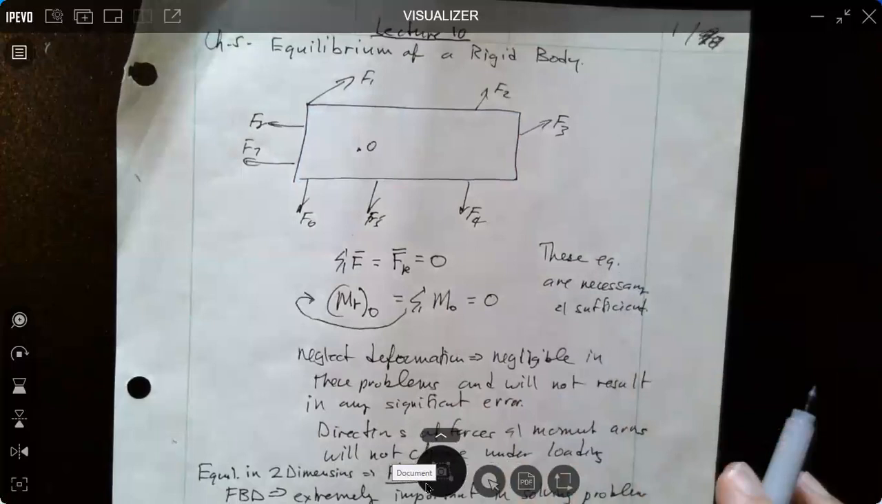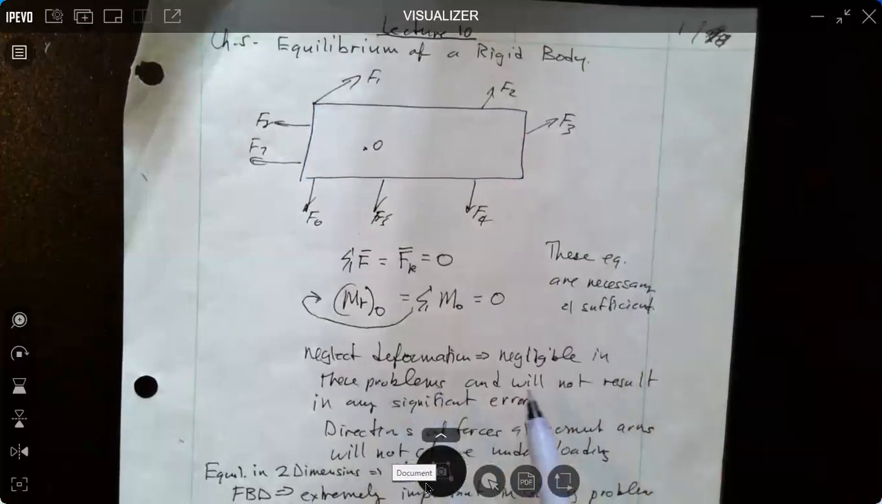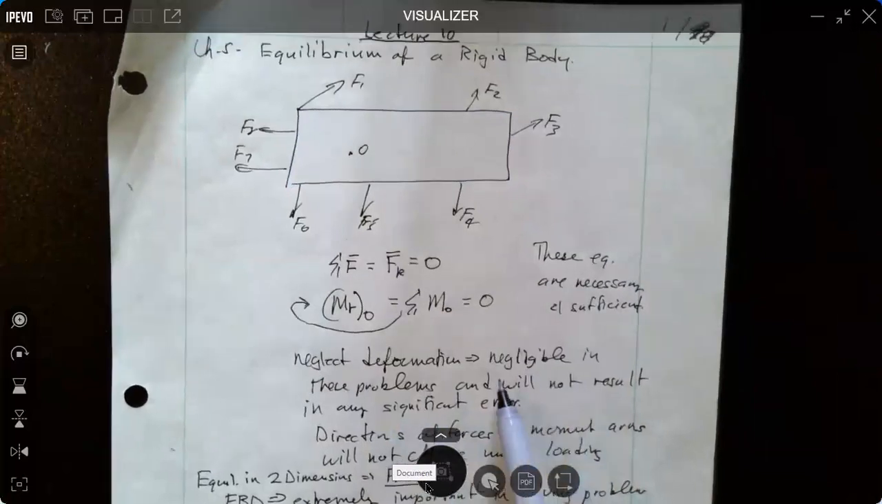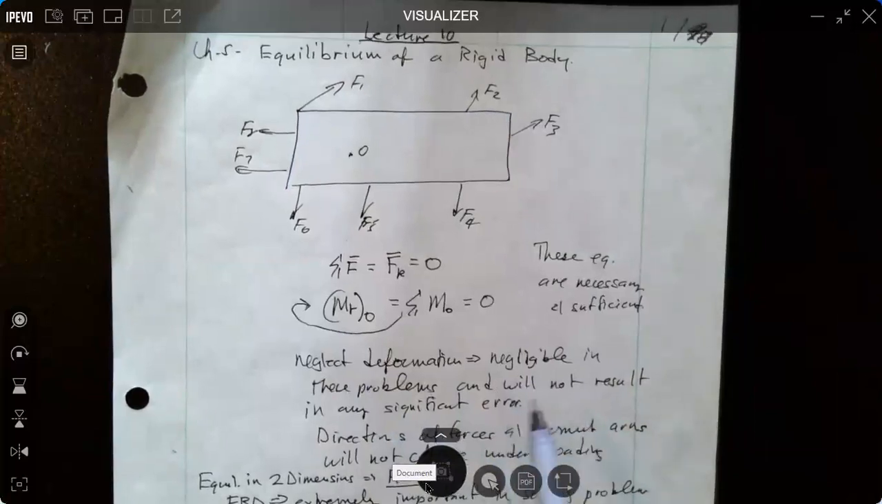Again, we've talked about this before: this is a rigid body, so we neglect deformation. It's negligible in the problems. We know deformation is going to occur, but in these problems, it's going to be negligible, and it's not going to result in any significant error in the calculations that we do.